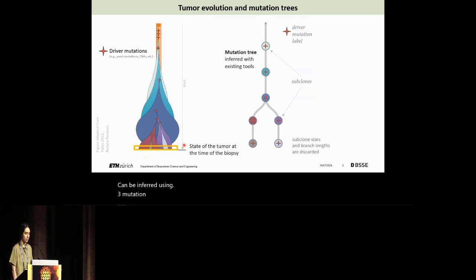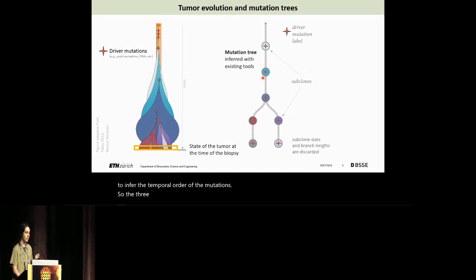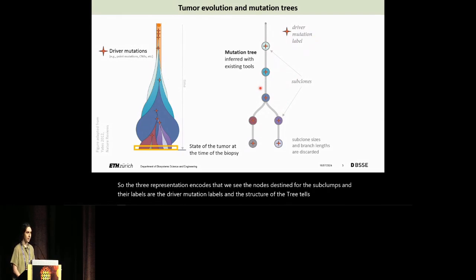So what is not observed, the history of the tumor in the past, can be inferred using mutation tree inference methods. They start from the sequencing data at the time of the biopsy, and they identify the subclones that share the same genetic profile. Based on the cell fractions in each subclone, they are able to infer the temporal order of the mutations. So the tree representation encodes that. We see the nodes that stand for the subclones, and their labels are the driver mutation labels. The structure of the tree tells the temporal order of the accumulation of driver mutations.